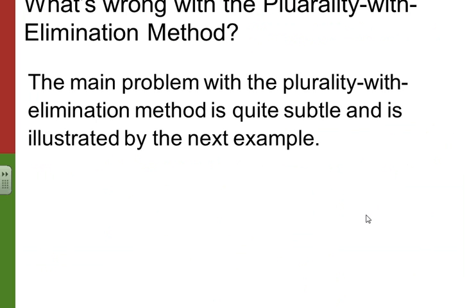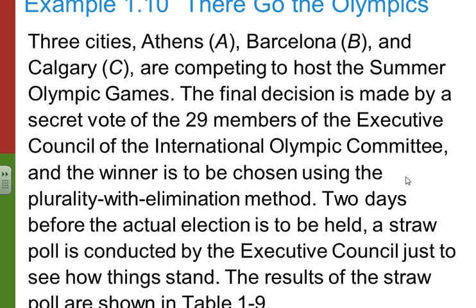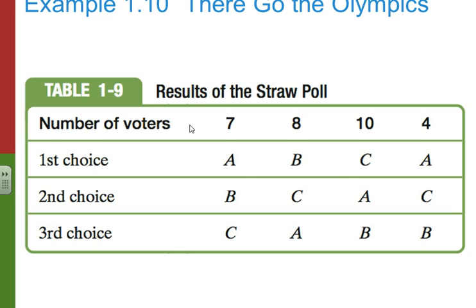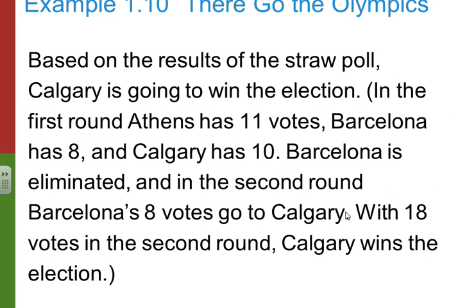There's a problem with this, and it's going to be a subtle demonstration in the next example. 3 cities are going for the Olympics: Athens, Barcelona in Spain, and Calgary, probably in Canada. The final decision will be made by secret vote of 27 members. So here's a straw vote, and we find that A has the most first place votes but doesn't have a majority. Now, based on the results of the straw poll, Calgary is going to win the election.